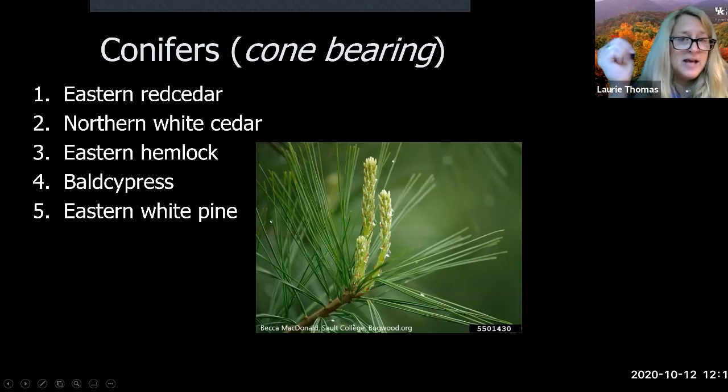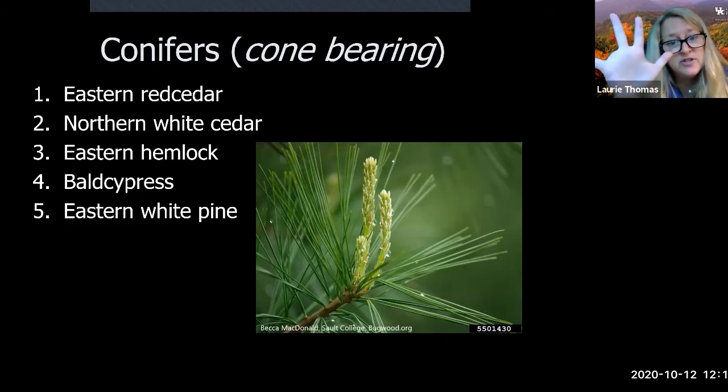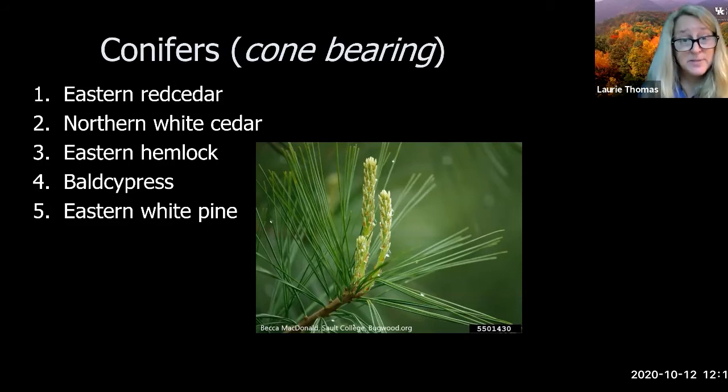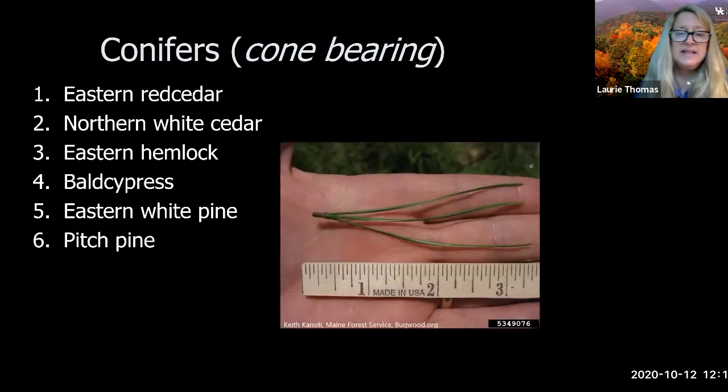One way to always remember that is white, and there's 5 letters in white, so white pine. Really a nice tree. It's planted a lot. It's a fast grower. Gets pretty big really fast. So a lot of people like that, especially in home landscaping if they're trying to create some kind of barrier. And then we have pitch pine.